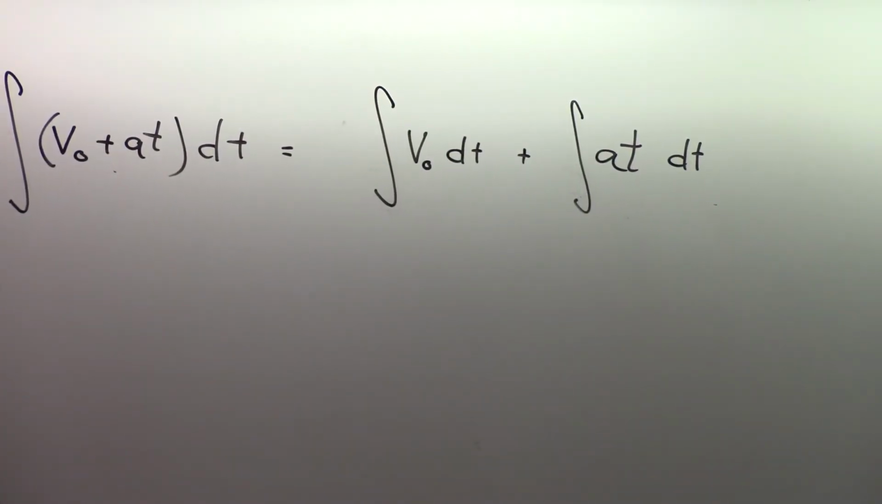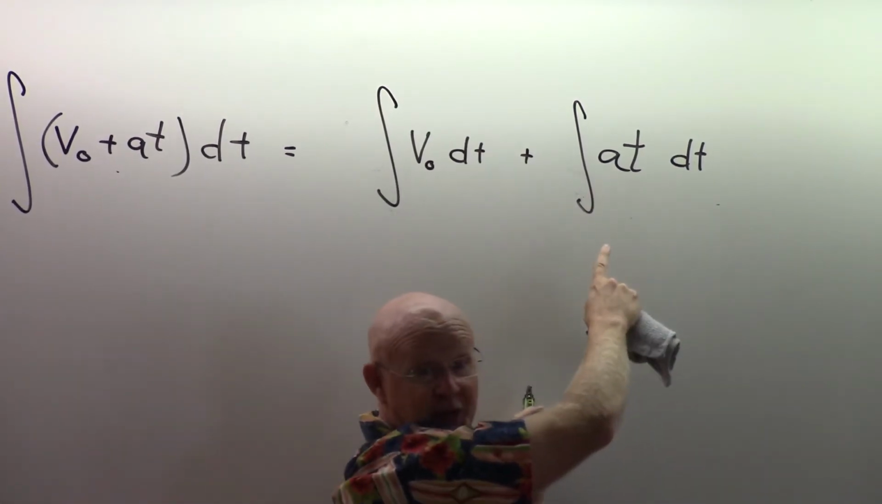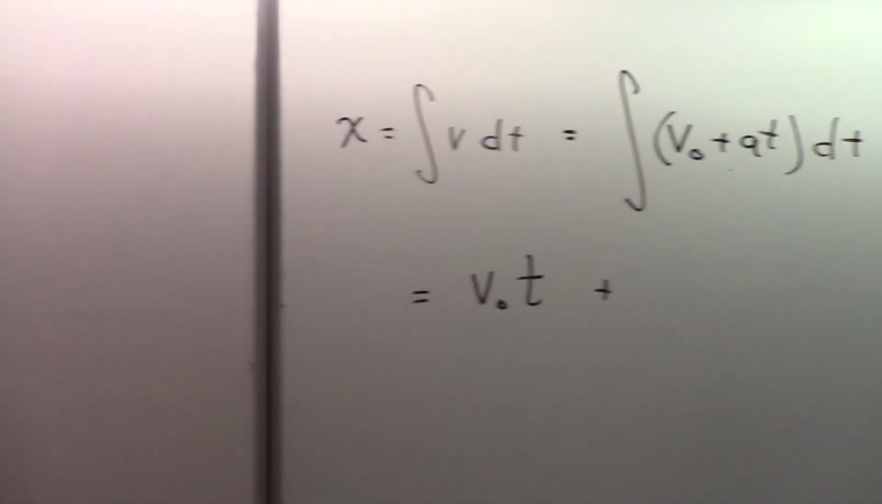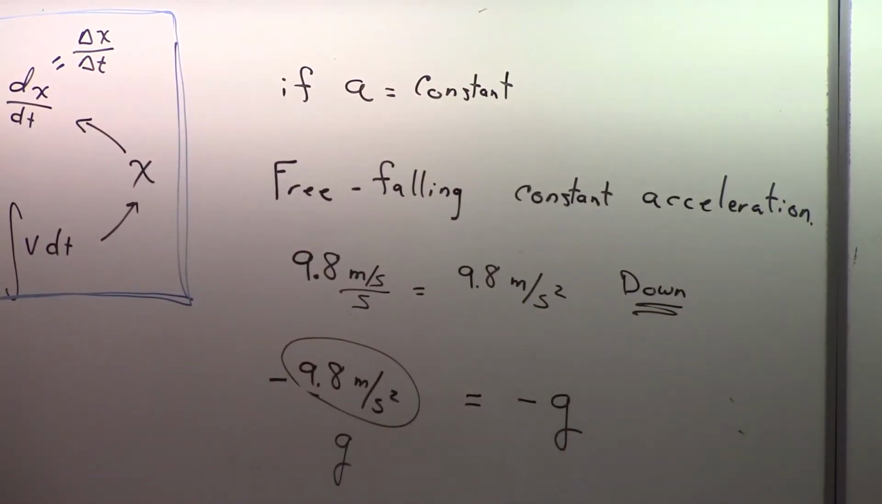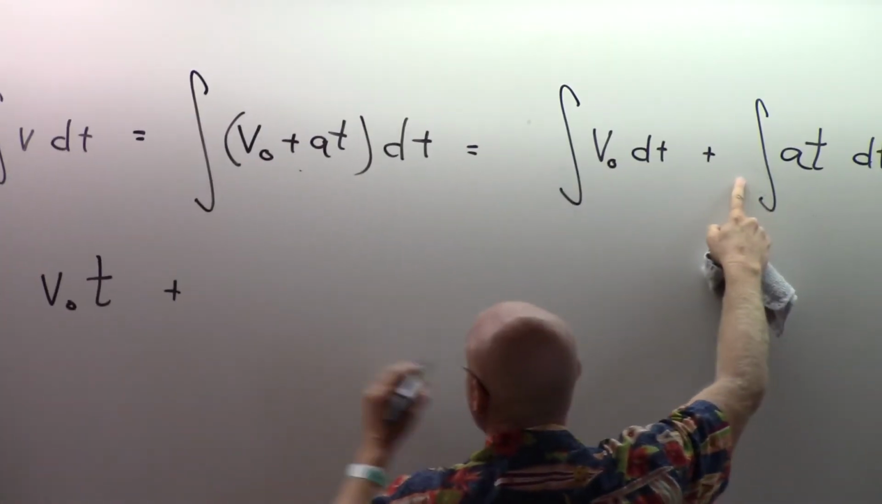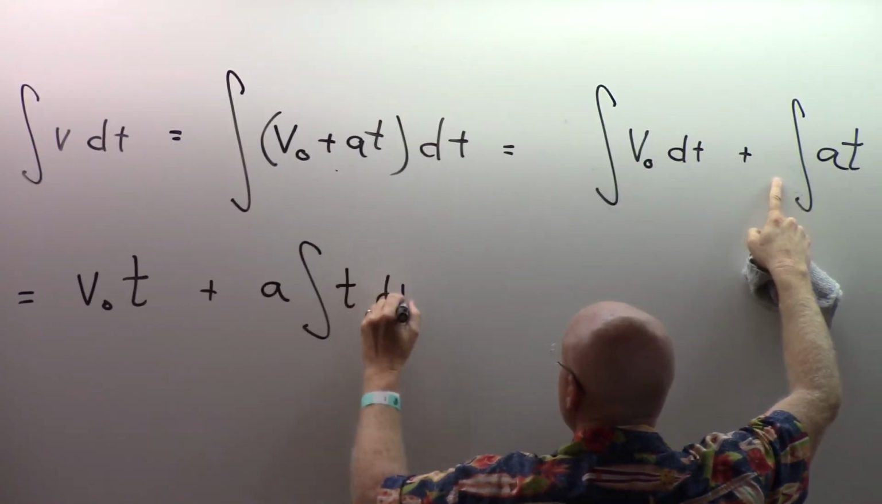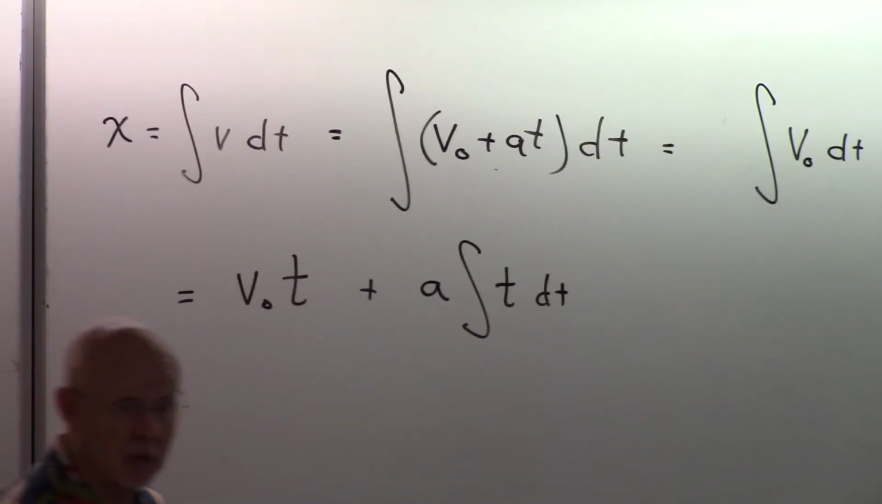Good. Now let's look at the second one. There's that a again. What can I do with that a? Pull it out, right? Again, that's the condition. This is only going to work if we have constant acceleration. And so I'm going to pull that out, and so this would be an a, and I'd have an integral of t dt. Ooh. Maybe this needs a little calculus review.